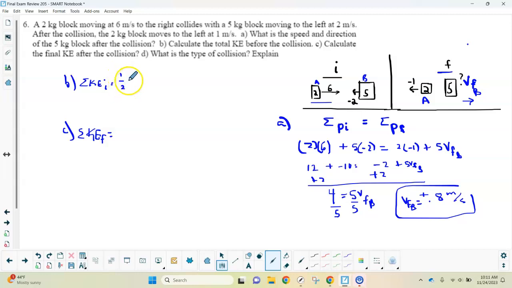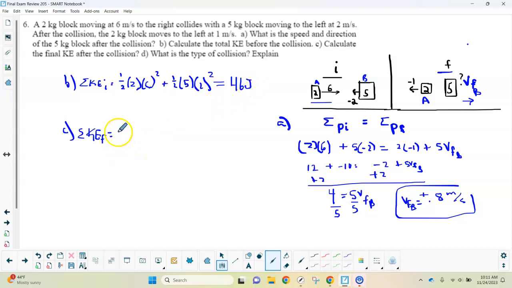So it would be 1/2, the mass was 2, the velocity was 6, and we're going to square that. And then for this B part, it'd be 1/2, 5, and then 2 squared. So again, I didn't write out the equation for kinetic energy, but I'm assuming you guys got that down pretty well now. So if I do this, you get 46 joules for the initial.